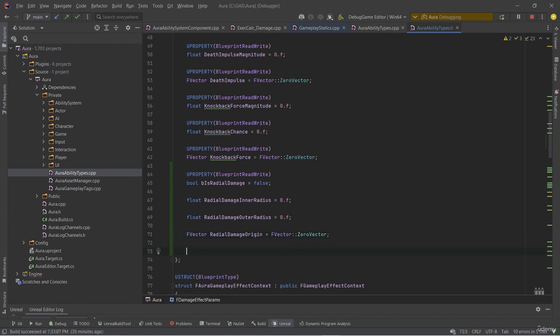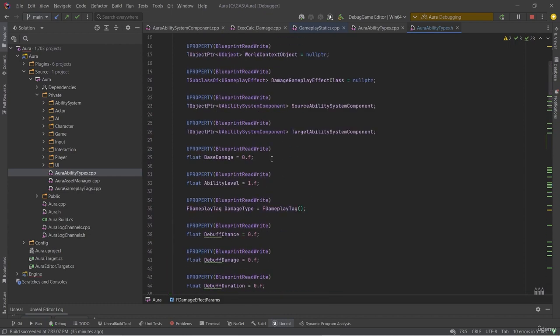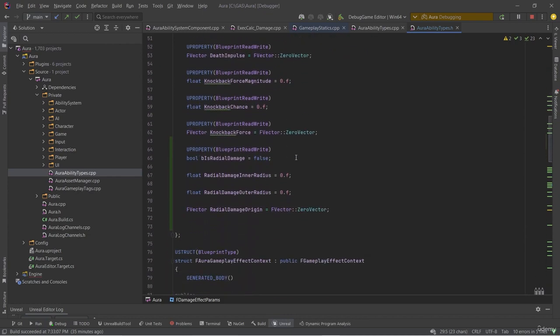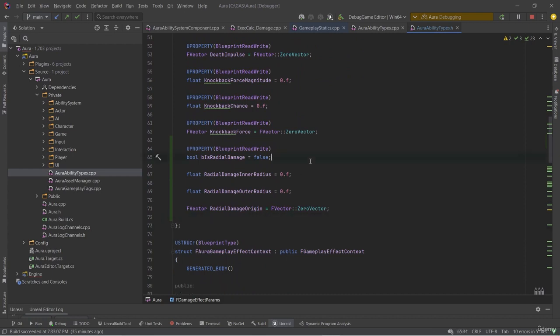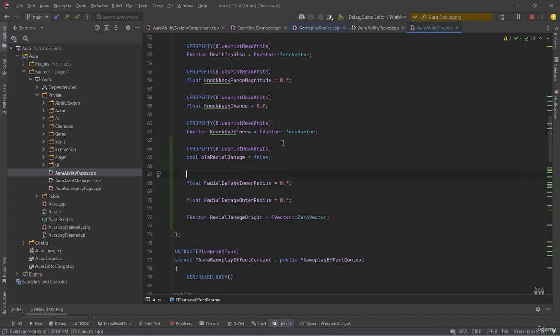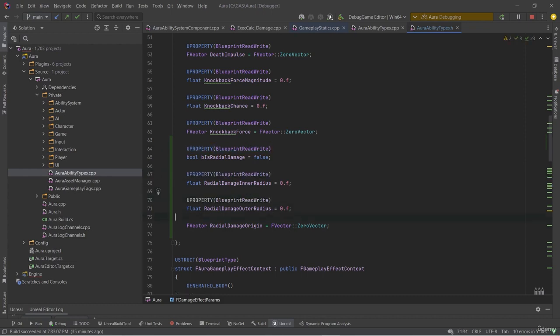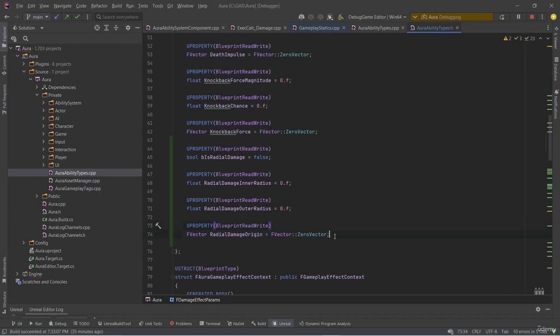And with that, we should have enough information. Now, if we really wanted to, we could have a radial damage minimum amount, and that could be separate from our base damage that we have here, but I'm just going to use 0 for my minimum radial damage. And with that, let's add blueprint read write to all of these in case we want to set them from within blueprint if we make one of these structs.